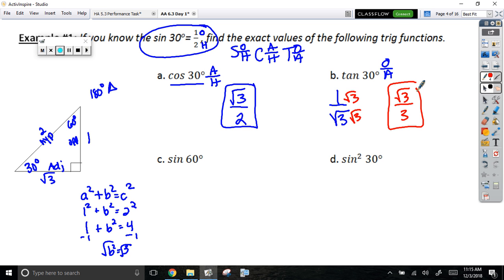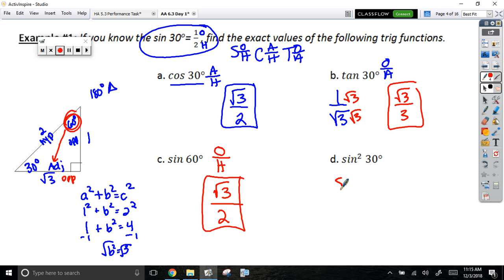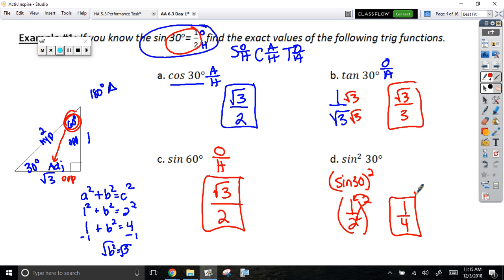Now the next one switches to 60 degrees. So when we're doing opposite over hypotenuse, we want to think opposite of the 60, which now this is acting as my opposite. So that'll be square root of 3 over hypotenuse, which is 2. Next one is sine squared. This is really sine 30 quantity squared. So the sine of 30 was given to me. It's 1/2. Remember, when you square a fraction, you need to square the numerator and the denominator to get 1/4.